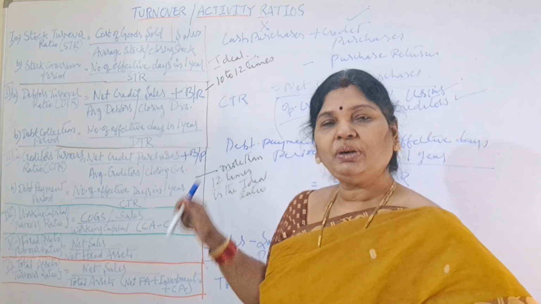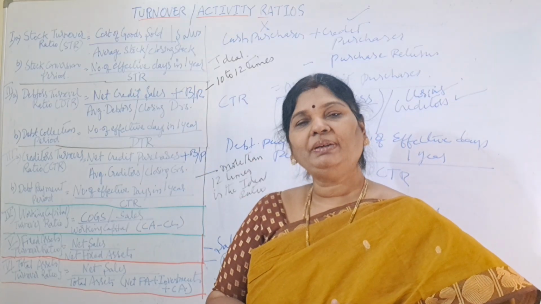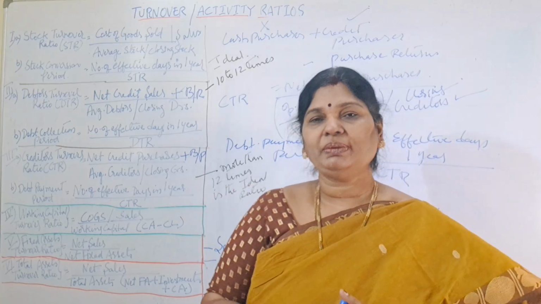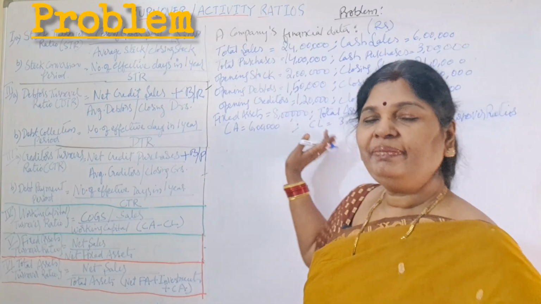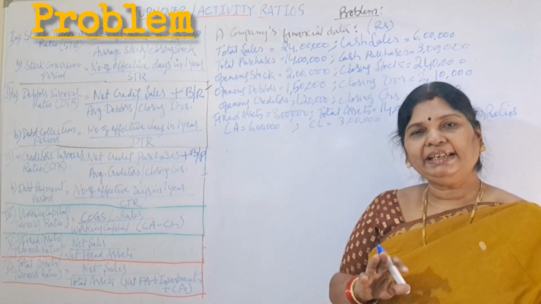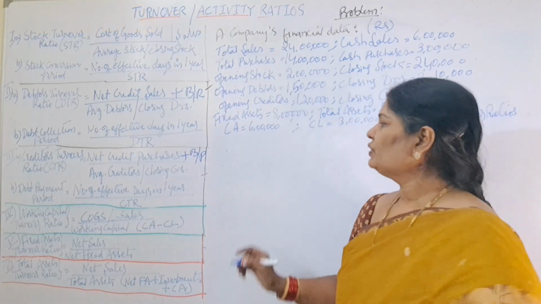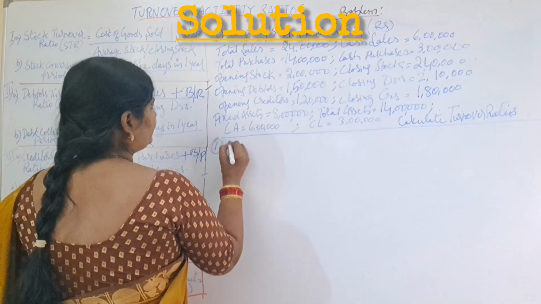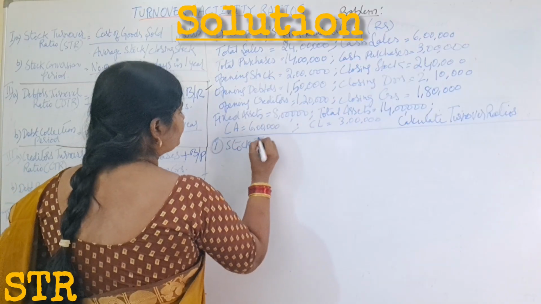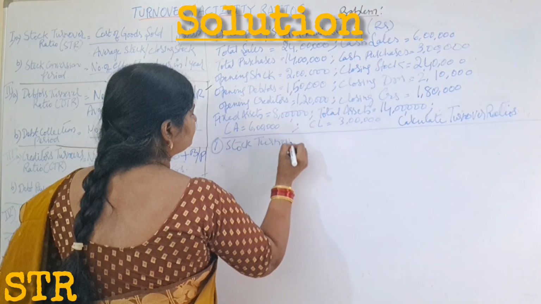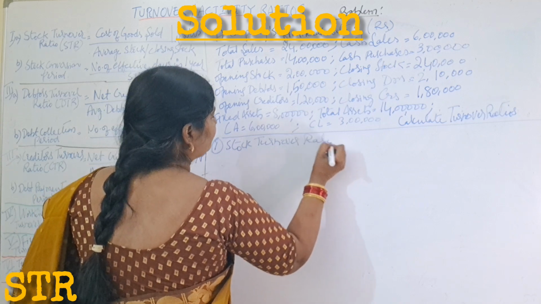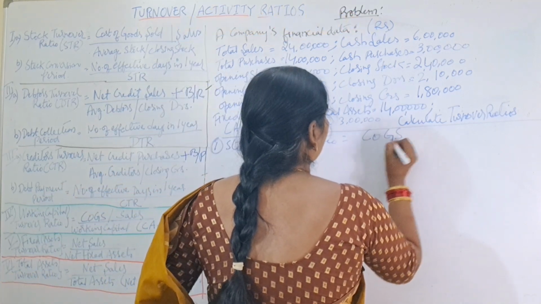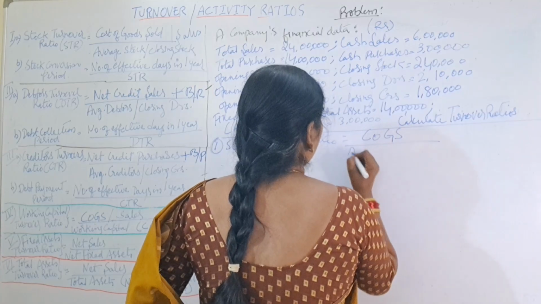Now I will show you one problem. We'll solve that problem and we'll see how these ratios are used in that particular problem. This is our problem. Using this problem, we'll calculate all these ratios. So first we'll calculate stock turnover ratio. Stock turnover ratio is equal to cost of goods sold by average stock.